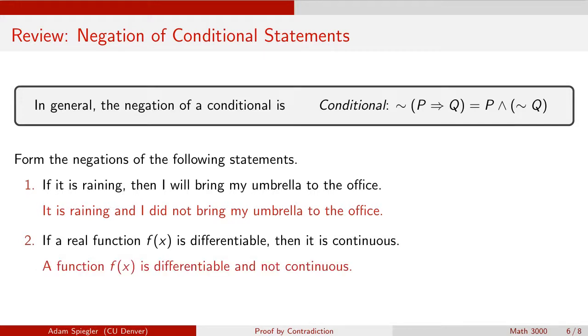Well, for that one, we would say a function satisfies the hypothesis but doesn't satisfy the conclusion. So in that case, it would be f is differentiable but not continuous.